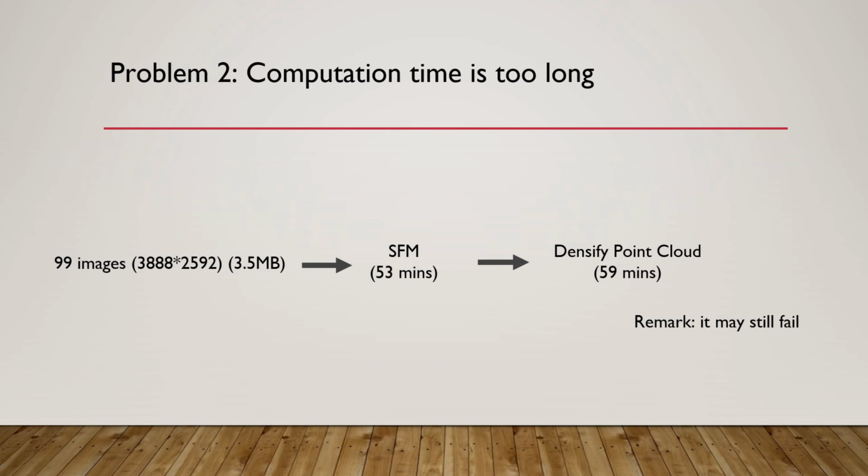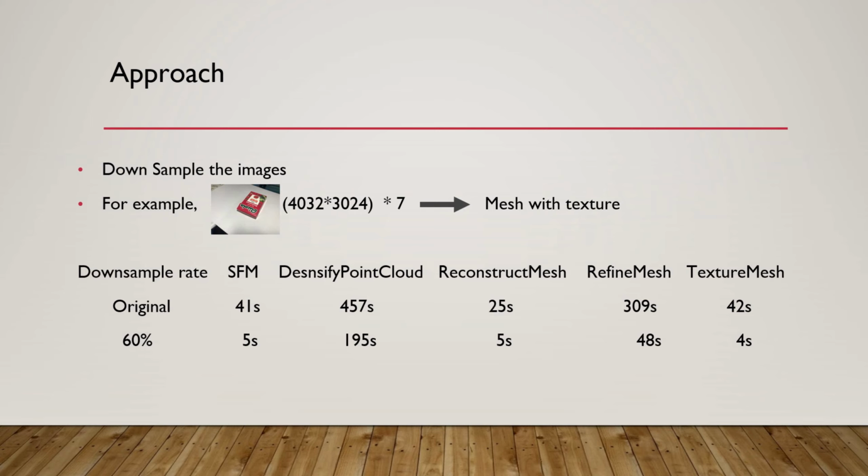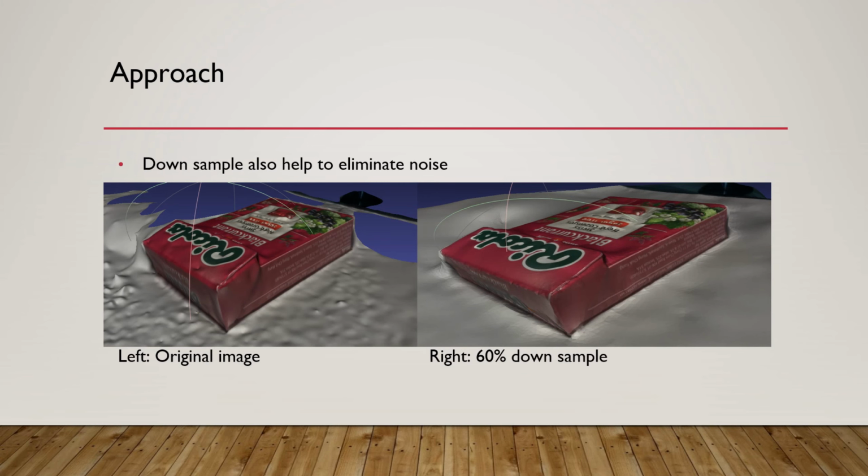In problem 2, computation time is too long. With 99 images as input, the whole process of SFM and densifying the point cloud takes almost 2 hours. Our approach to boost the computation time is to downsample images. In the table below, we can see the consuming time is far less than with the original image. There is an interesting fact: downsampled images also help to eliminate noise.